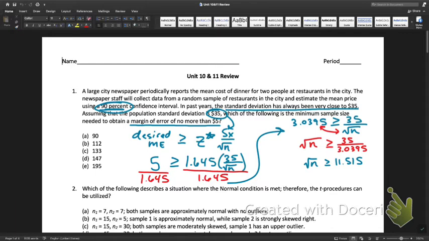At this point, I can now square both sides. I'm going to square this side, n has to be greater than or equal to 132.595. So I look at my answer choices, and I'm looking for the number that is greater than 132.595, and that is 133. Again, just need to make sure you're comfortable with the algebra part of that. Your z-star critical value. So remember, your z-star critical value for 90% is 1.645, and your z-star critical value for 95 is 1.96. Most of the time in these kind of problems, it's going to be one of those two.